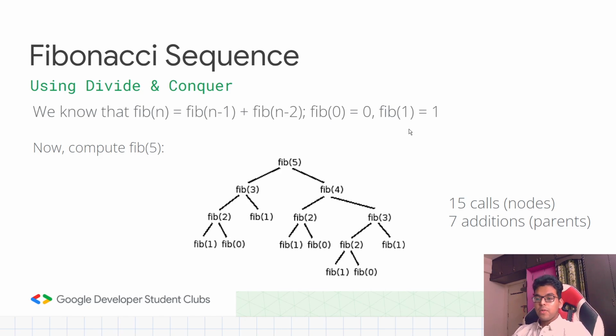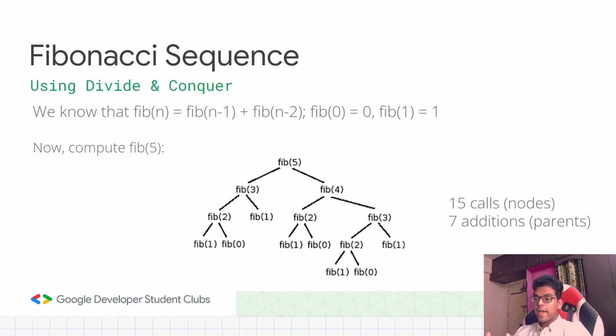Now suppose we want to compute Fibonacci of 5, we can visualize this using a recursive tree, which is shown over here. Computing Fibonacci of 5, we require the value of Fibonacci of 3 and Fibonacci of 4, and similarly so on and so forth till we reach the base cases. Note that here we can analyze how many function calls and how many basic operations are executed. The number of function calls will be equal to the number of nodes in the recursive tree, which in this case is 15. So we can conclude 15 function calls are being executed, and similarly we can count the number of parent nodes to see how many additions are taking place, which in this case is 7 additions.